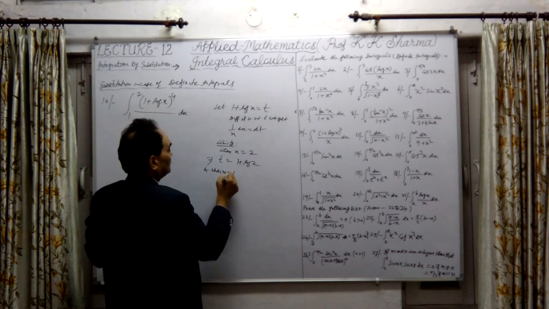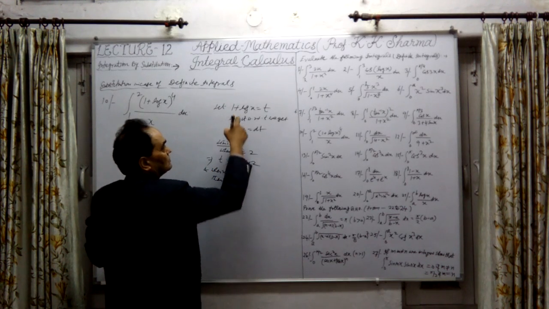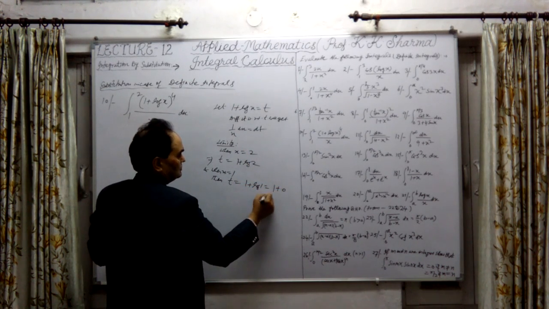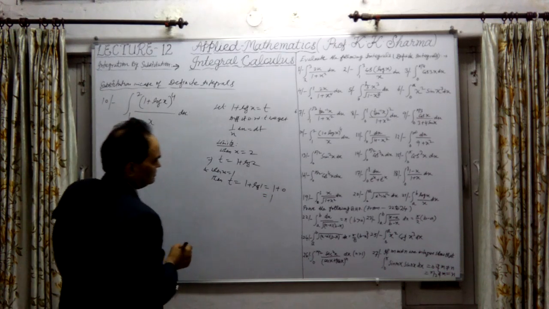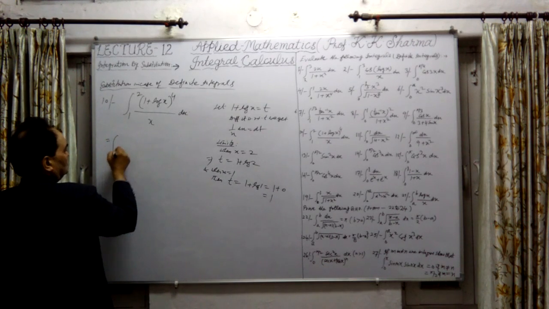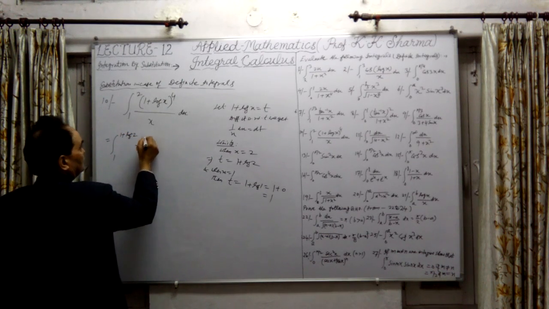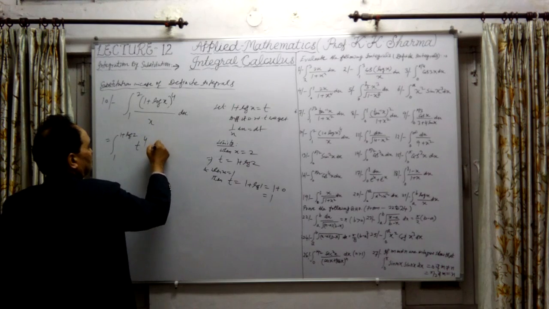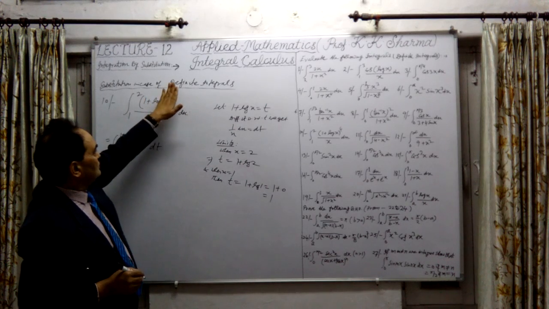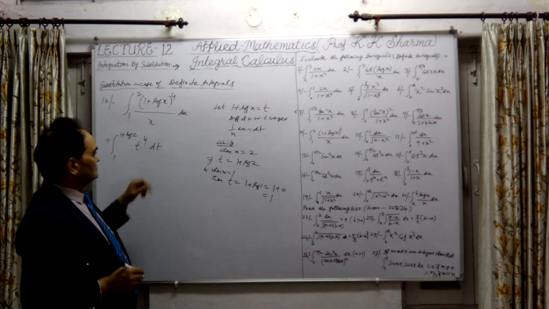When x equals 1, then t equals 1 plus log 1. Log 1 is 0, so this is 1 plus 0, that means 1. So the limits are 1 to 1 plus log 2, and the integrand is t to the power 4 dt. Why? Because 1 plus log x equals t, so this whole is t to the power 4, and dx upon x is dt.